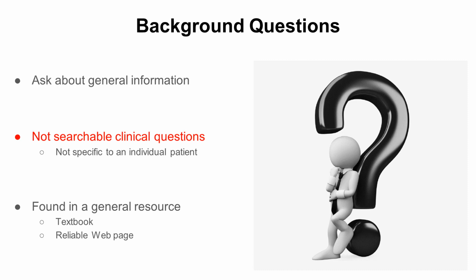Now, there are really 2 kinds of questions that you can ask. The first kind of question is known as a background question. And a background question is just general information, maybe about a particular diagnosis. Let's say that you are unfamiliar with a diagnosis of syringomyelia, for example. You might want to look in a textbook or some sort of reliable web source to just find some general information. Okay, this kind of question isn't a searchable clinical question because it's not specific to an individual patient.